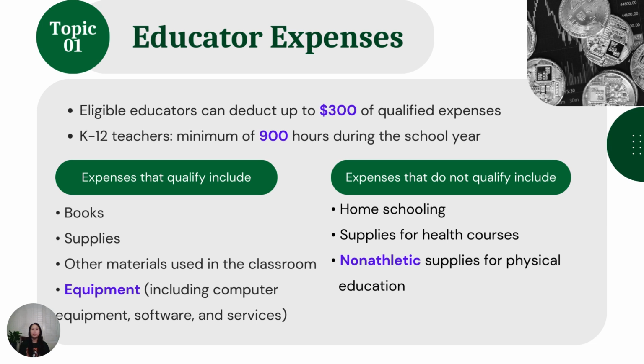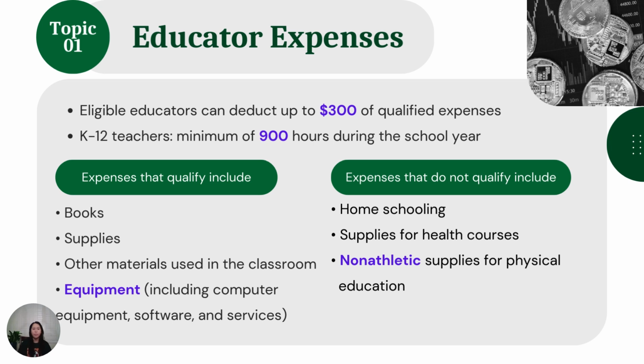The first type of expenses that we are able to adjust income with are educator expenses. Eligible educators can deduct up to $300 of qualified expenses. Now, what makes you an eligible educator? Well, that's K through 12 teachers that have taught for a minimum of 900 hours during the school year.